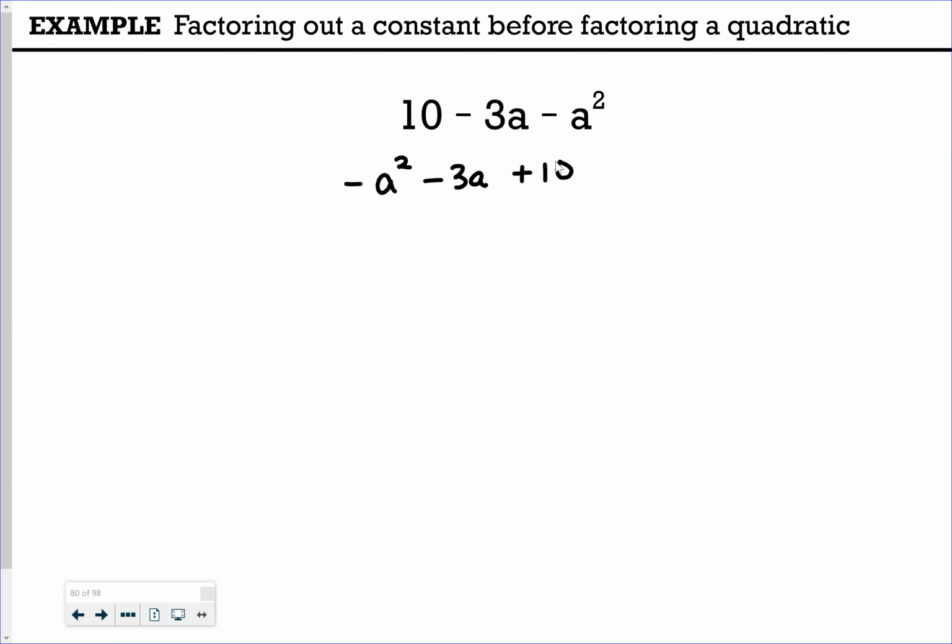And now I can see that my leading coefficient is -1. So before factoring the quadratic, I'm going to factor out a -1. And so that gives me -1 parentheses. Negative a squared divided by -1 is a squared. Negative 3a divided by -1 is plus 3a. And positive 10 divided by -1 is minus 10.